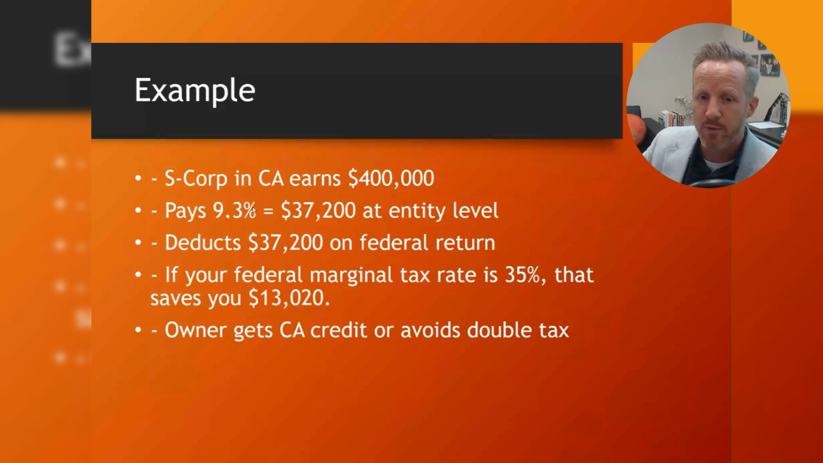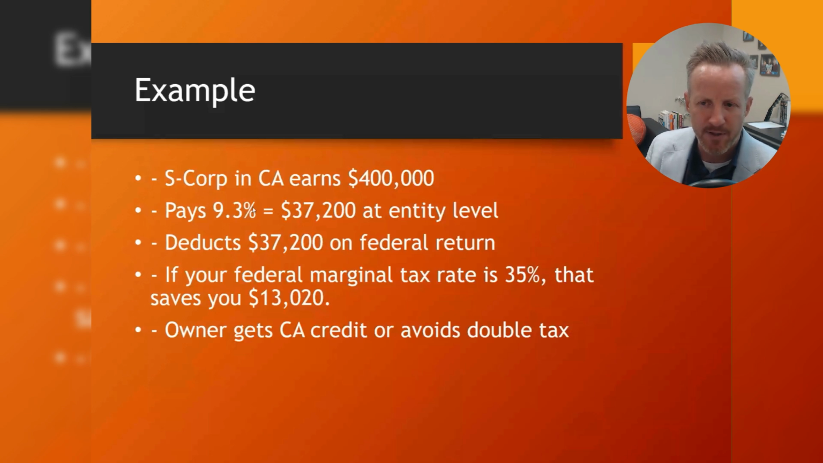If your net income was only $100,000 times 9.3%, that's $9,300. Okay, so that's part one of the math, calculating how much you should be paying through your entity as a state tax. So you pay in California, in my example, $400,000 profit times the 9.3% is $37,200.